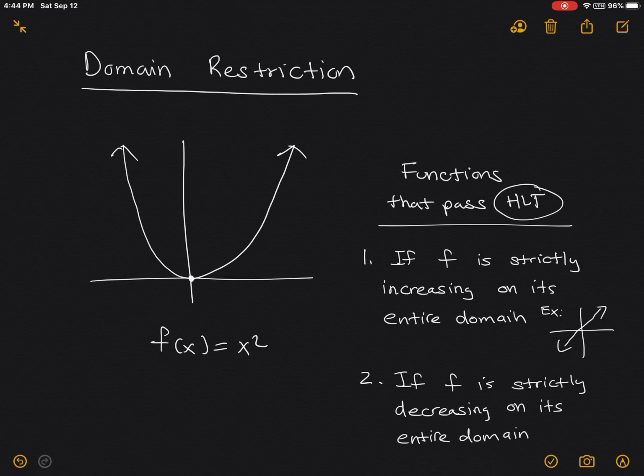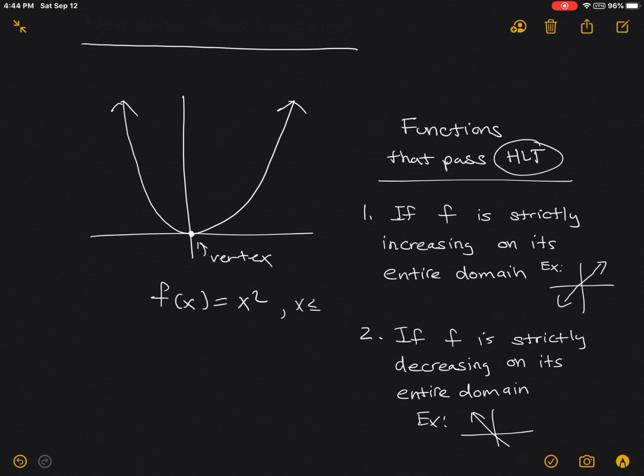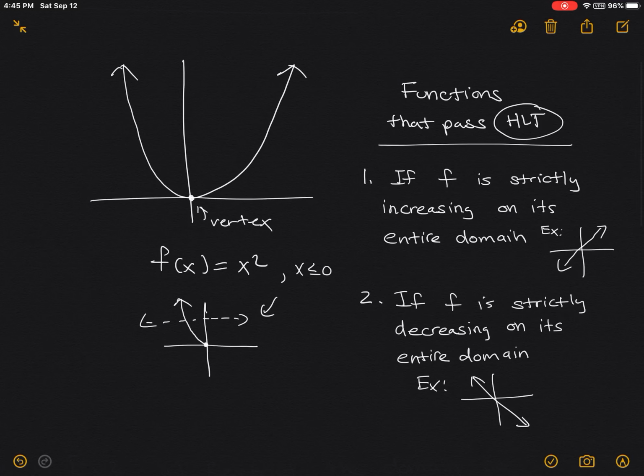Well, this parabola right here decreases going from left to right until it hits 0, and then increases from 0 to infinity to the right of 0. And so if we restrict the domain at its vertex, let's say we said x is less than or equal to 0, then you would graph something like this. Clearly, the function itself is decreasing on its entire domain. For x less than or equal to 0, minus infinity to 0, it's decreasing. It's going to pass the HLT, and hence it will have an inverse.